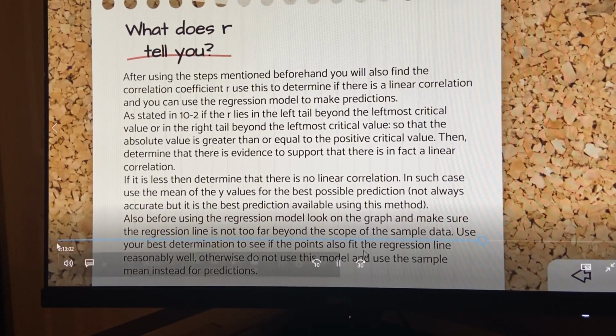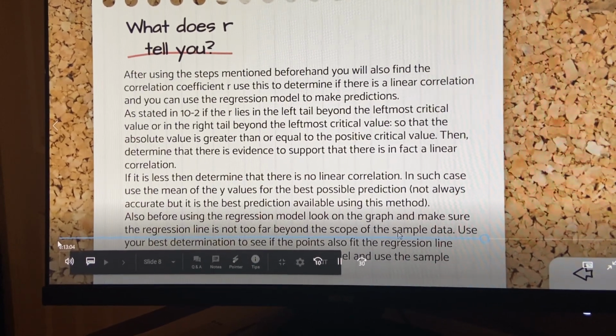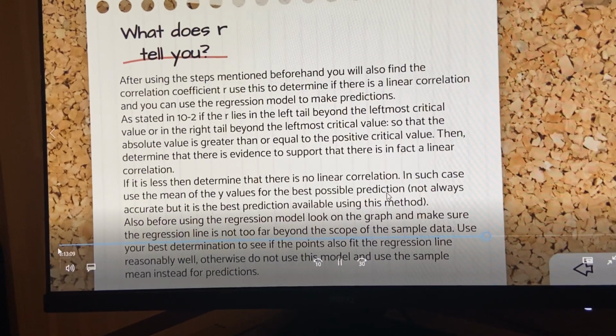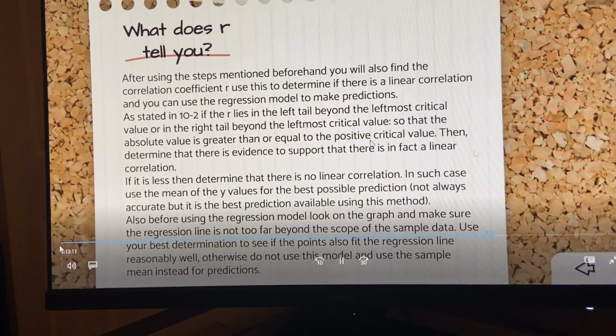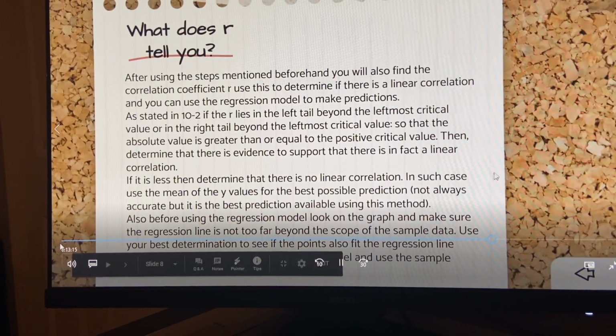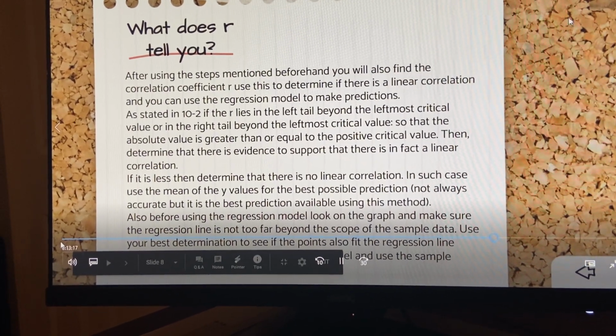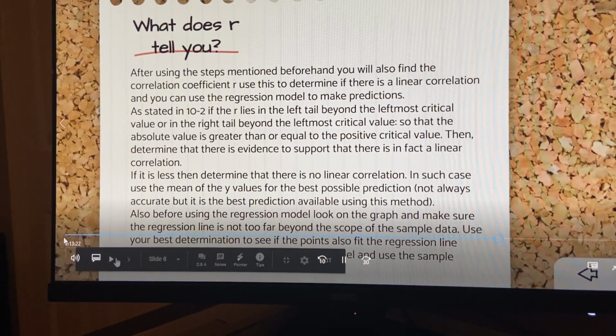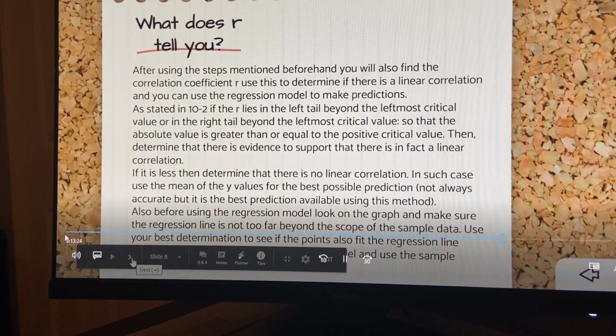Make sure it's also not too far beyond the scope of the sample data. Like if your sample data is way down here in the line, maybe it kind of falls, but it's way up there, it's probably not going to be a good prediction as well, because there's probably an outlier or something influencing it, and everything's going to be seen way higher or way lower than it actually is.